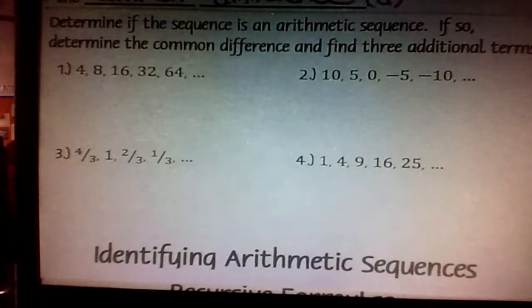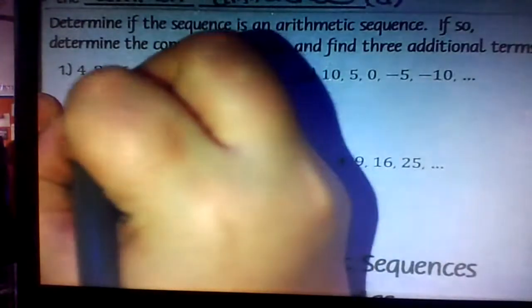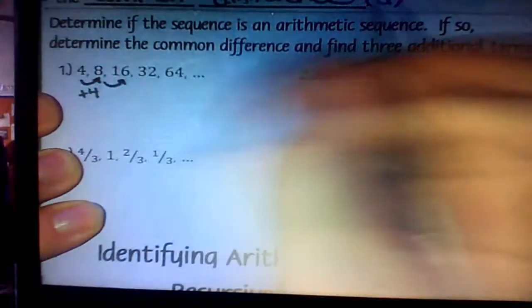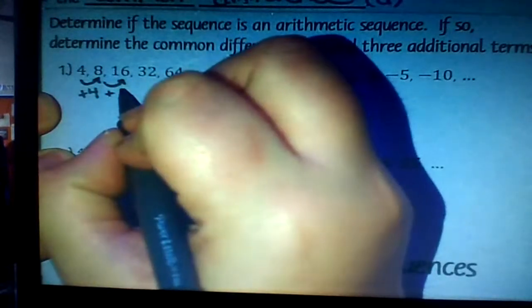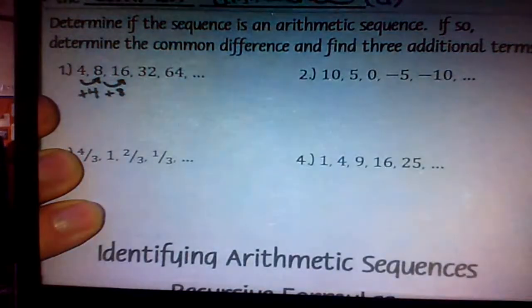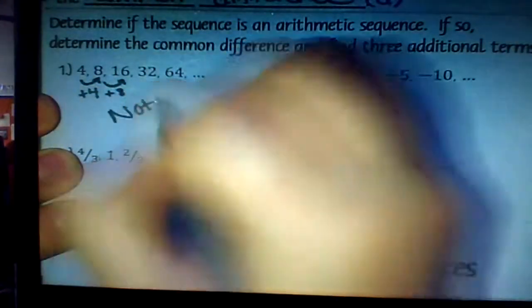Determine if your sequence is an arithmetic sequence. If it is, determine the common difference and find the 3 additional terms. In order for it to be an arithmetic sequence, you need to be able to add or subtract the same number over and over again. To go from 4 to 8, we're adding 4. To go from 8 to 16, we're adding 8. Am I adding the same number? No. So this is not arithmetic.